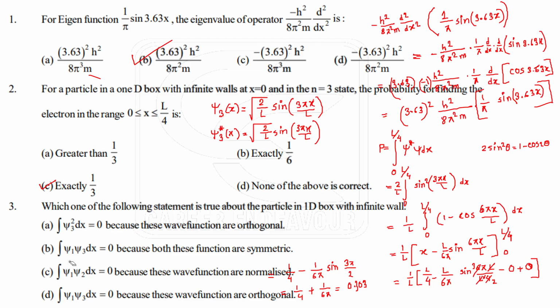Question number 3. Which one of the following statements is true about a particle in a 1D box with infinite wall? Again, this is a question for a particle in a 1D box with infinite wall. The first statement is integral of psi 3 square dx is 0 because the wave functions are orthogonal.